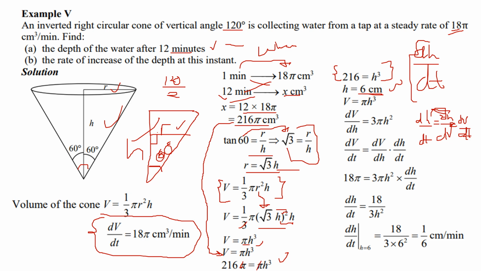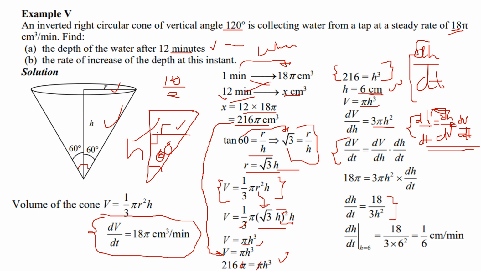Since we already have the expression of volume to be equal to pi h cubed, we can find dv/dh by differentiating with respect to height. Doing so, we have dv/dh equal to 3 pi h squared. Then we come back and we find our dh/dt. I said that you can either use this expression and then substitute and divide, or you can use this one directly. That helps you to derive what you are finding, and you end up with dh/dt to be 18 divided by 3h squared.